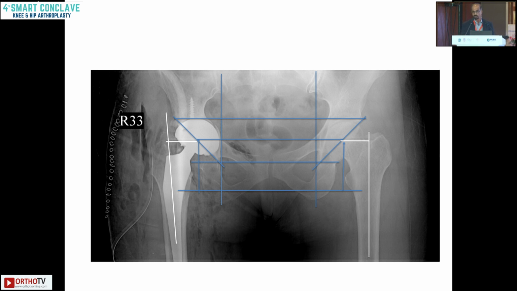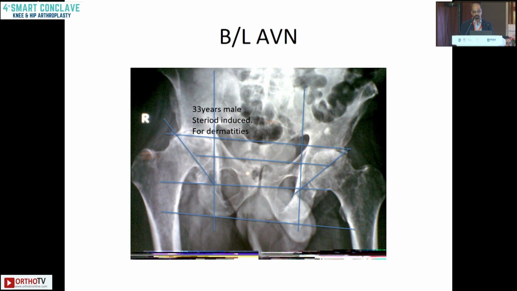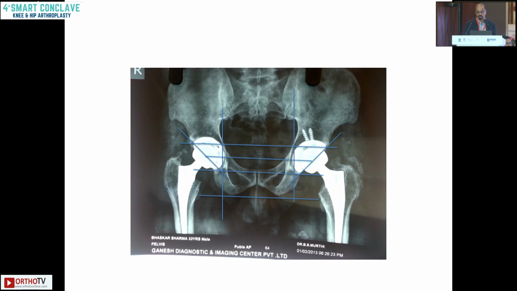I usually don't do templating because I don't think 70% of surgeons do templating. Some might lie that they do it, but in conferences we say we do templating, but I don't do it. The software has to be there, I don't have the software, and putting the images on the X-rays, I don't think it's going to be a good idea. So, bilateral case, same procedures.